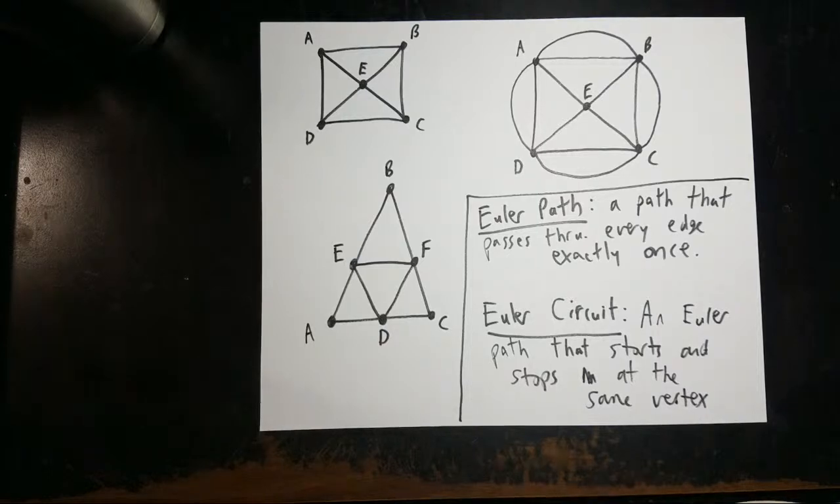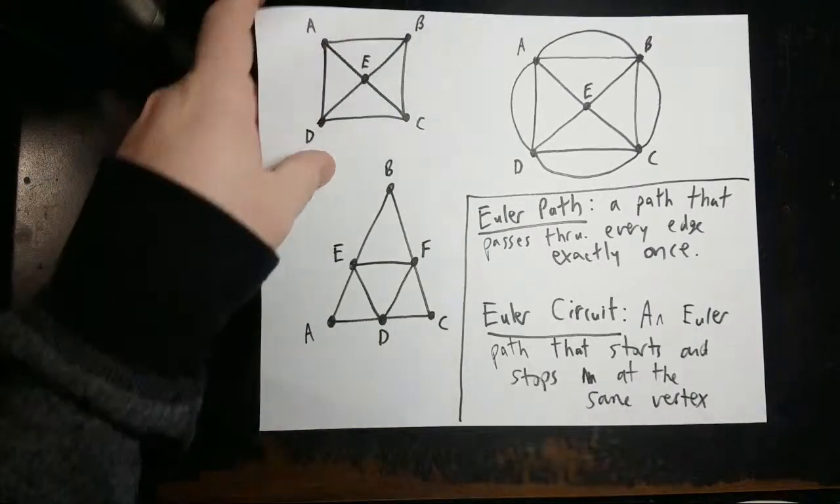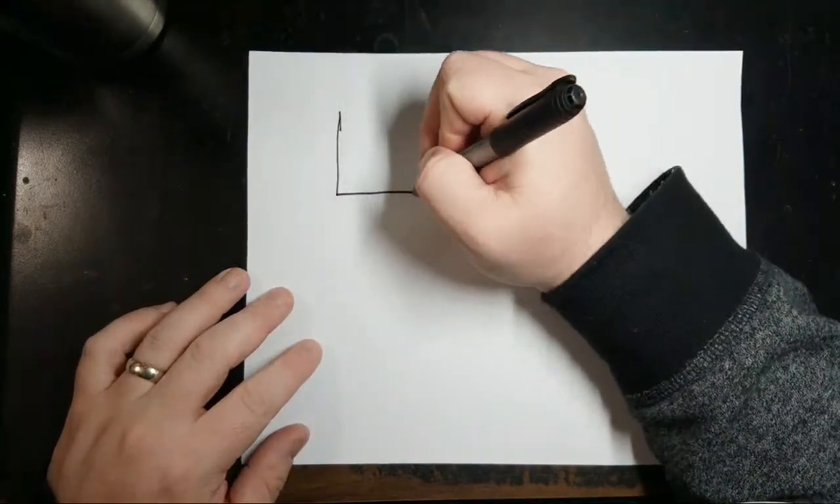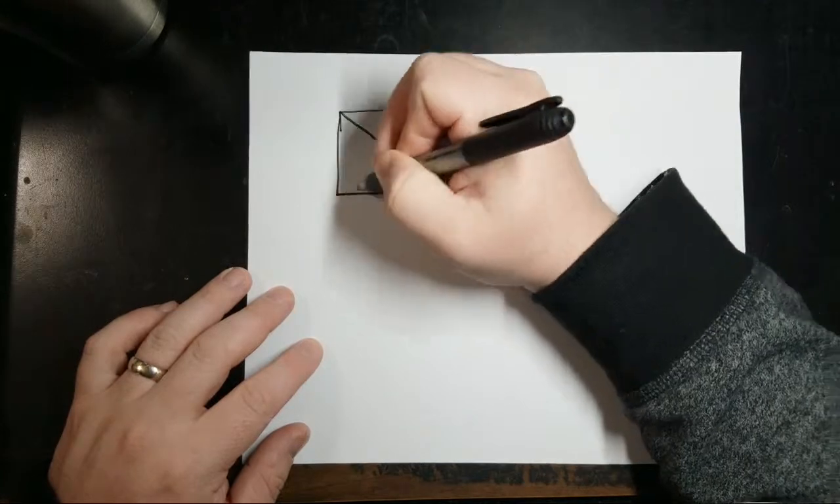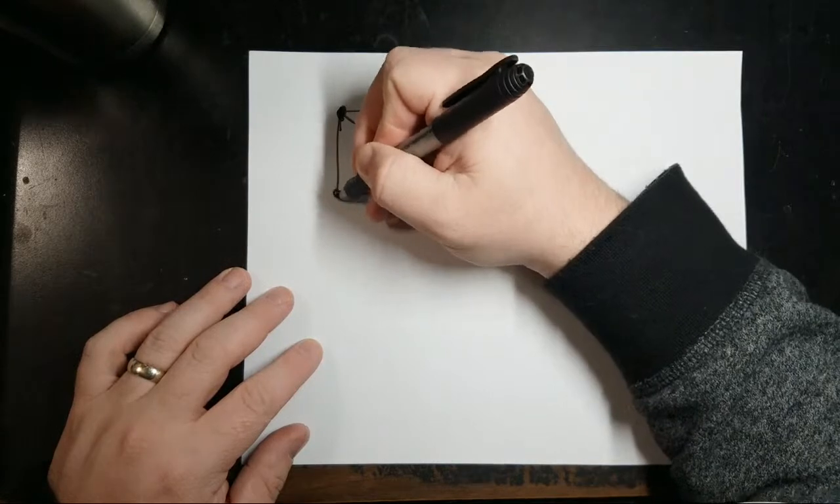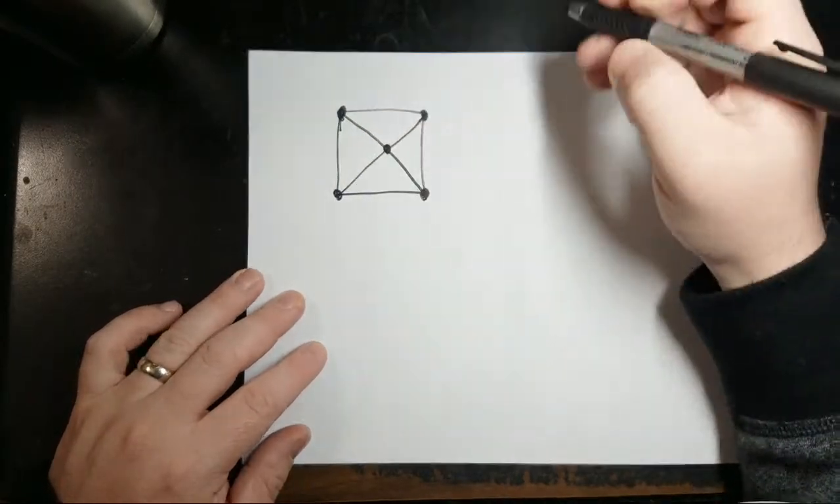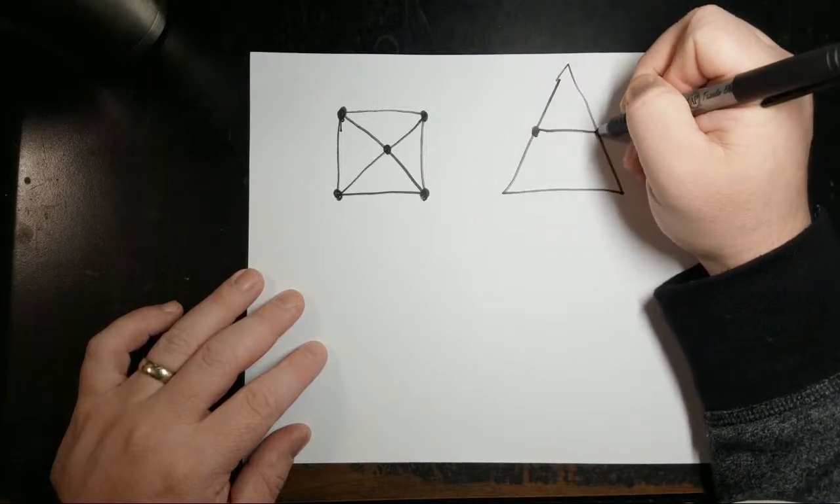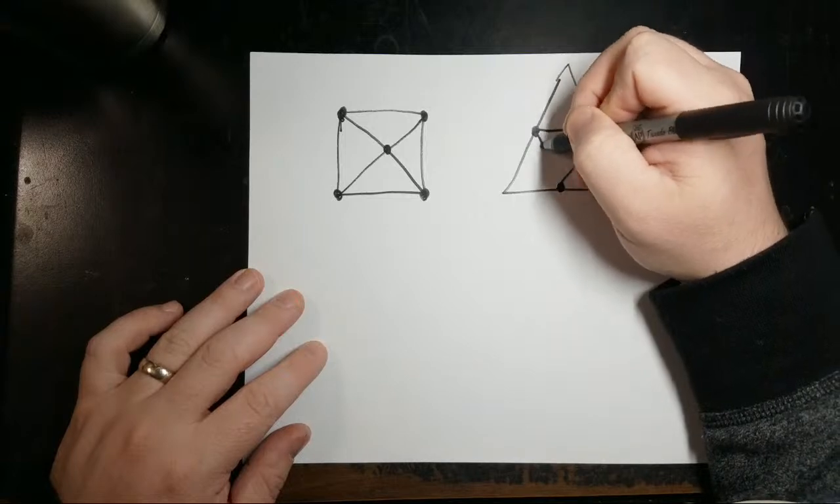I have a couple other examples I want to draw, because I have a little bit of a definition for you that's really going to help. Now, one thing I wanted to point out, I'm going to draw two pictures, ones that you have seen before, but I'm not going to label the vertices. I'm just going to put the dots for the vertices, and I'm going to show you how this whole Euler thing came into play.